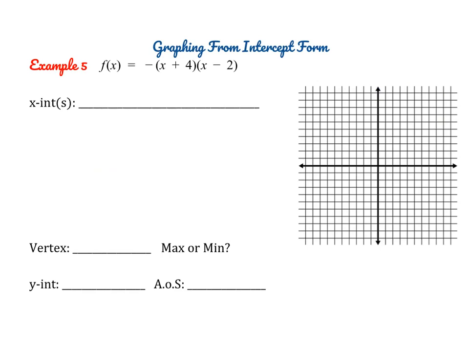All right, so now we're going to graph from our last remaining form, the intercept form. So here we have f of x equals negative x plus 4 times x minus 2. Here you can see that we have two x-intercepts, or two zeros. The first x-intercept is at negative 4. Remember, it's always going to be the opposite of this value. So it's at negative 4, 0. And then this x-intercept is at positive 2. So our zeros are negative 4 and 2. We can actually plot those 2 points to start.